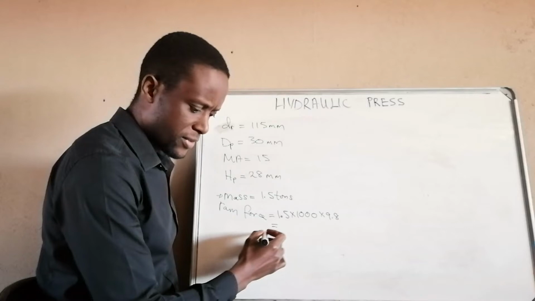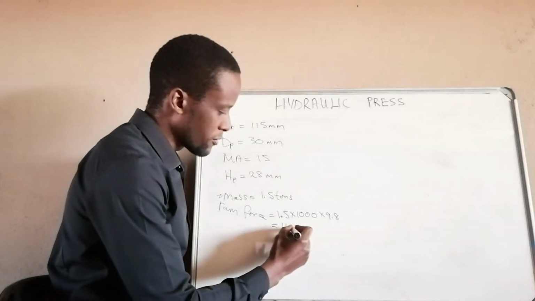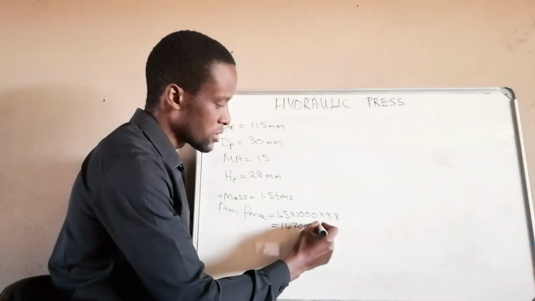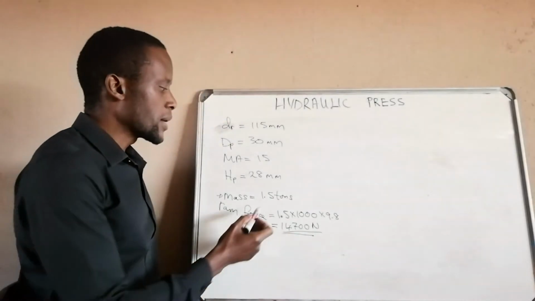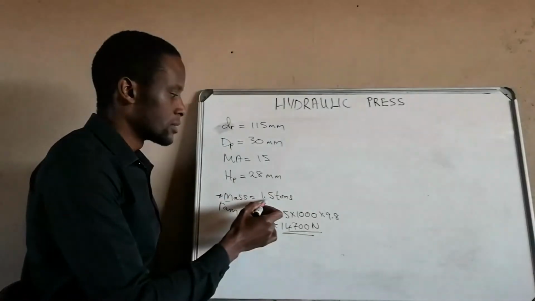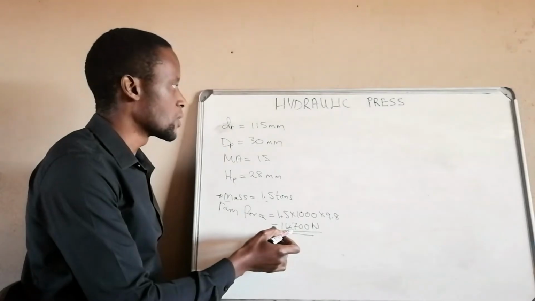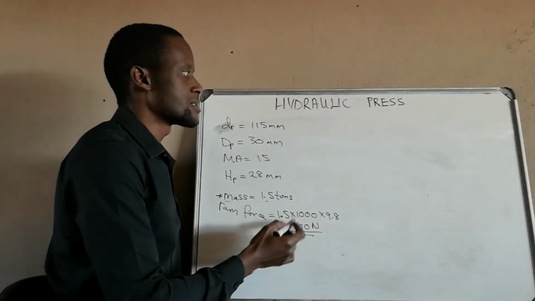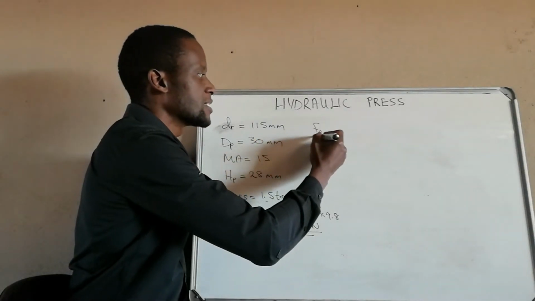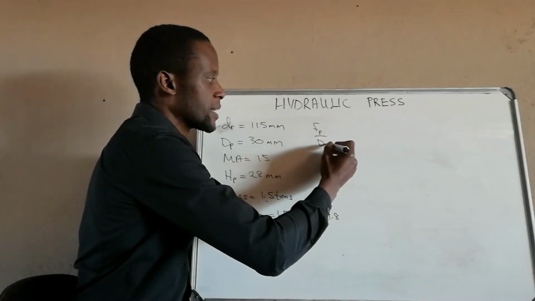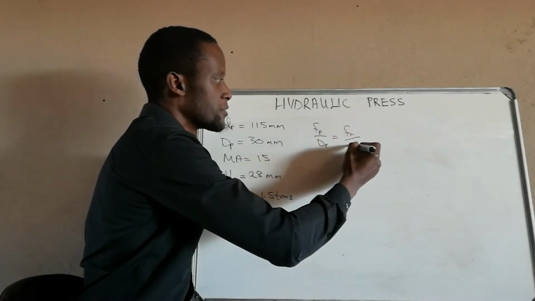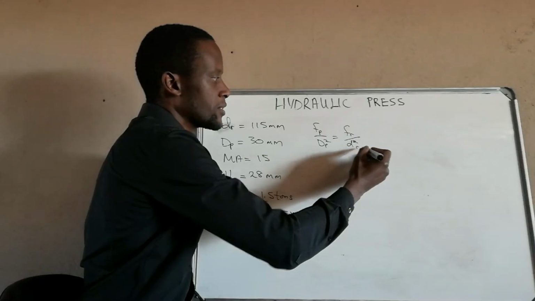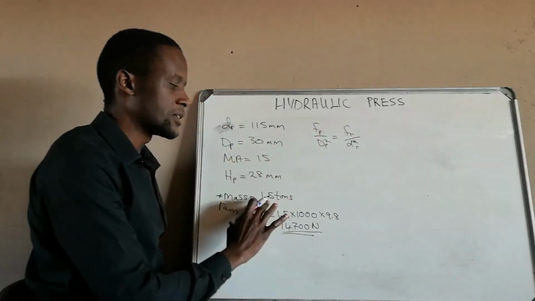And what we have is 14,700 newtons. The reason we are turning this mass into a weight is because remember, we are dealing with force on the plunger over diameter of plunger, which should equal force on the ram over diameter squared on the ram. We are dealing with forces, we are not dealing with masses.